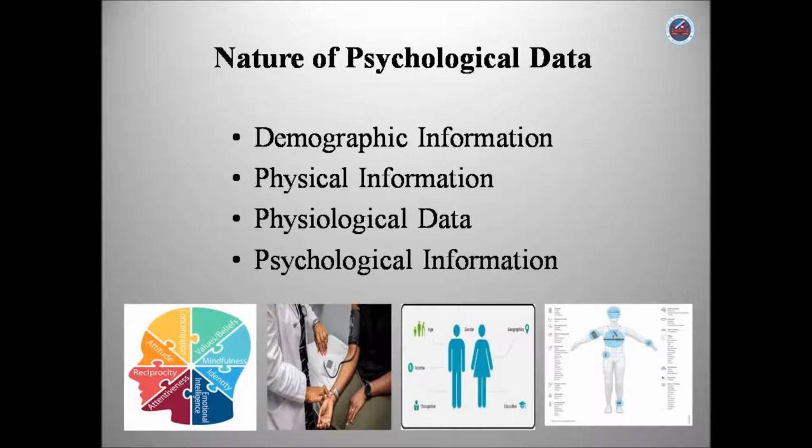Then comes psychological information. It involves the area of intelligence, personality, interest, values, creativity, and emotions. So above all, these mentioned factors are some of the areas that make up the nature of psychological data, which will help the researcher in collecting information from his or her respondents while doing his research.